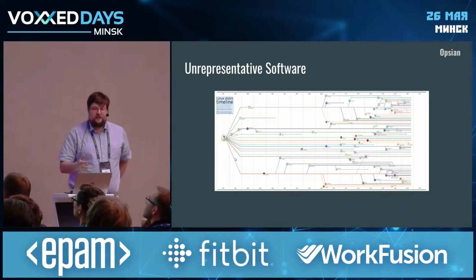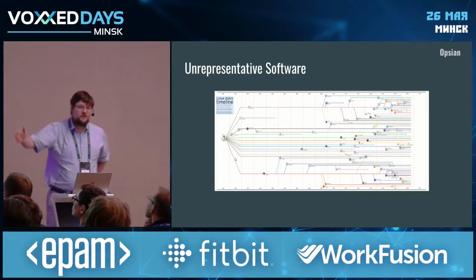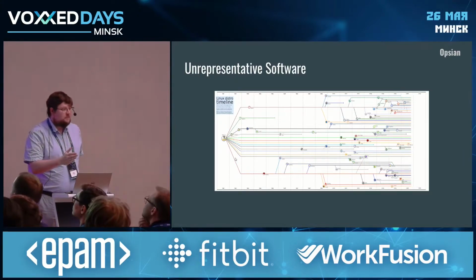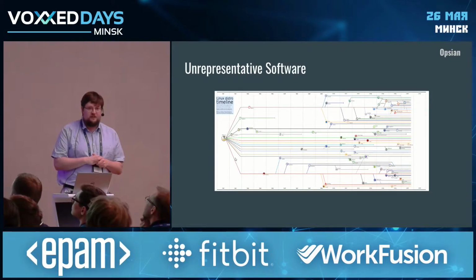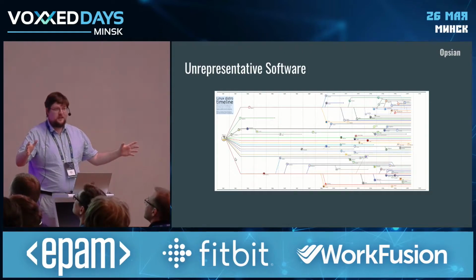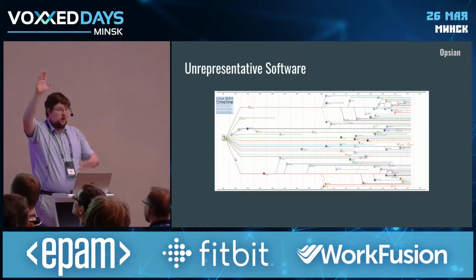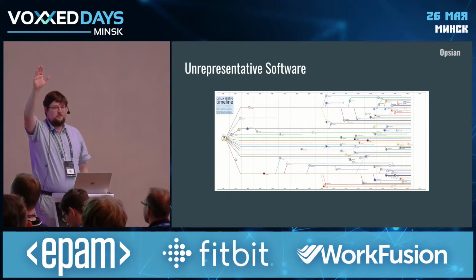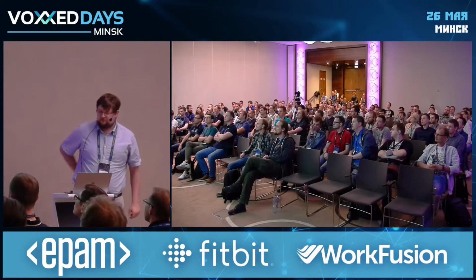Another aspect of it is unrepresentative software. As this diagram shows, I guess a lot of people are running Linux in production. As this diagram shows, there's a lot of different versions of Linux out there, right? So my next question to everyone is, who's running the same versions of their software, I mean their whole stack, OS, JVM, whatever, on their development environment as their production system? A few more people, that's good, that's good.